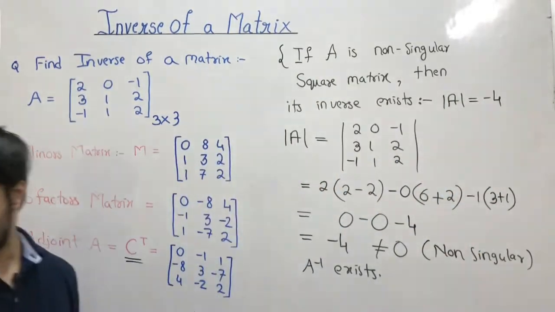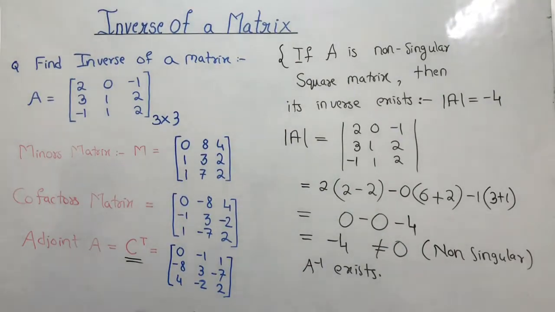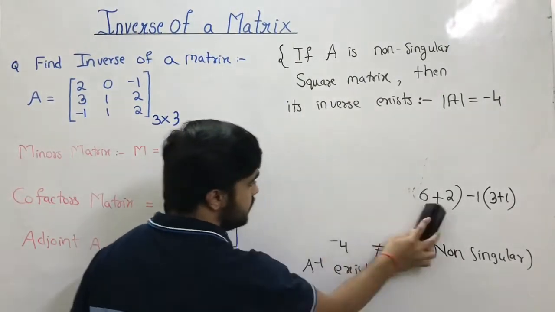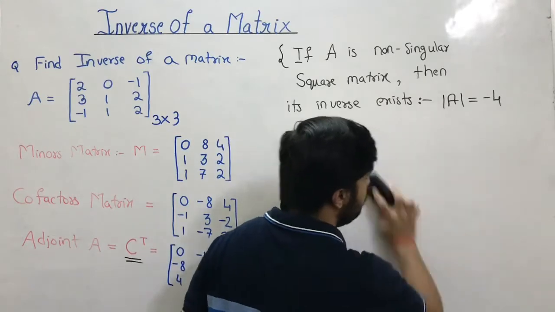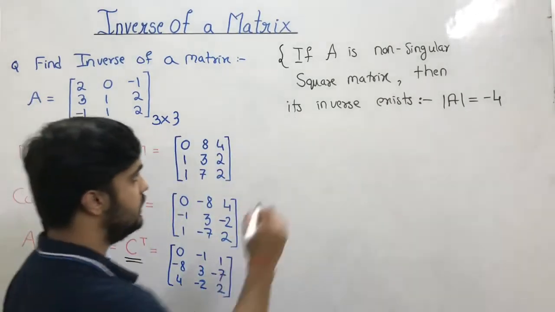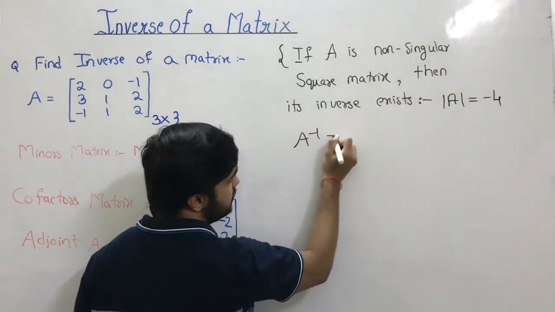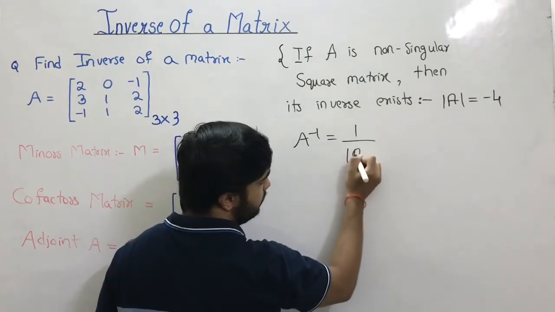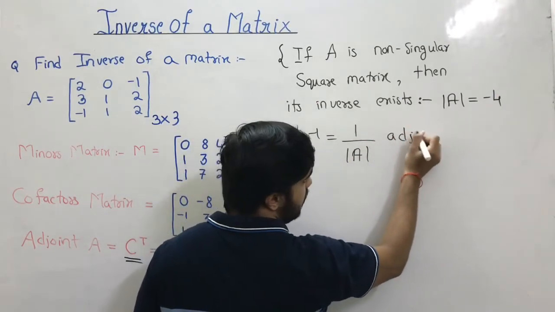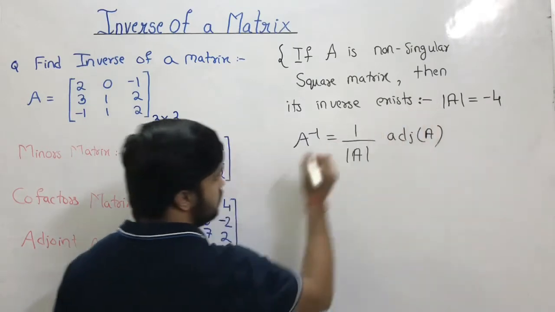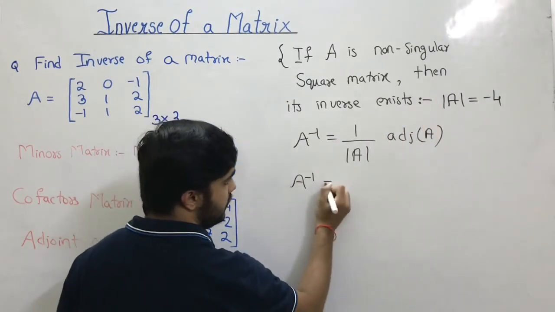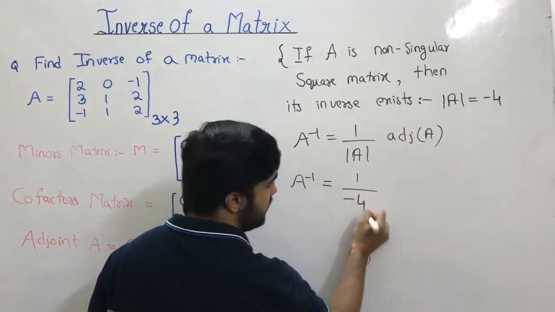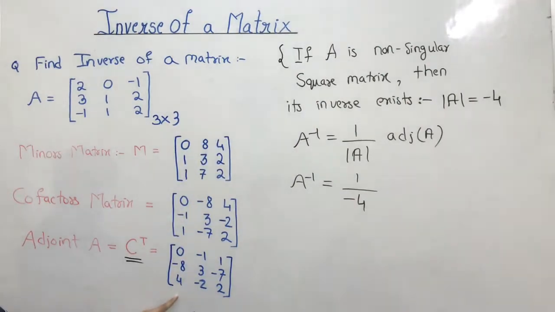Okay, and formula for A inverse. So it is A inverse is 1 upon mod of A into adjoint of A. So I can write it here. So A inverse is equal to 1 upon mod of A into adjoint of A. So I'll just substitute the values. So A inverse is 1 upon minus 4. And adjoint of A is this matrix.